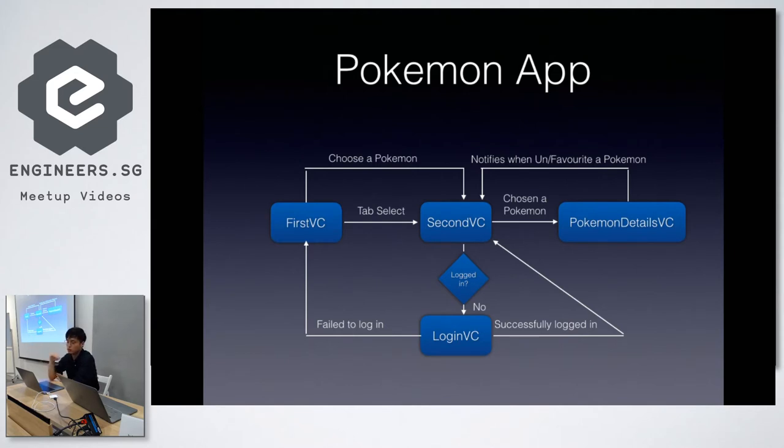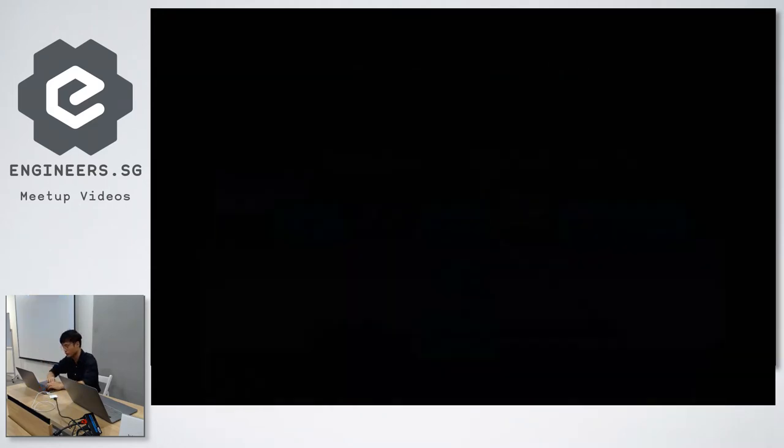So whenever you go to the second view controller, if your user is not logged in, it will go to the login view controller. If the login fails, it will go back to the first view controller. If the login is successful, it goes back to the second view controller. And if you tap on a Pokemon in the list on the second view controller, you will go to the Pokemon detail view controller. I know that sounds abstract, so I'm going to show you the example.